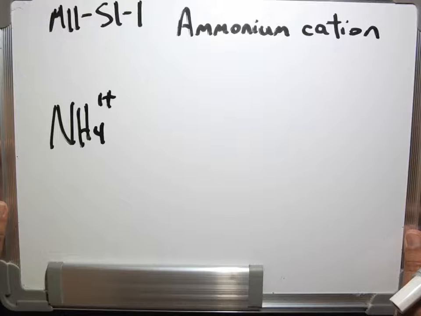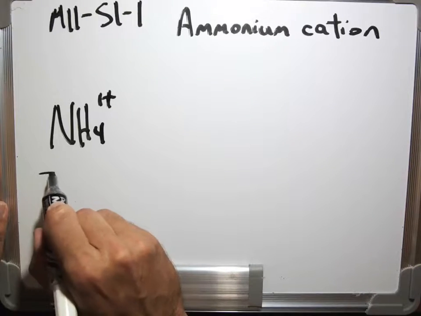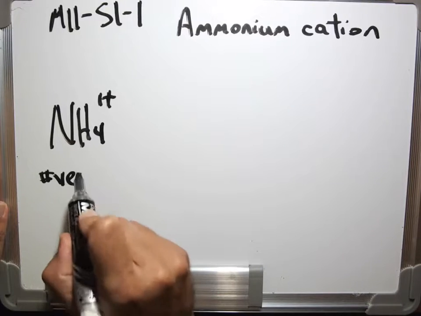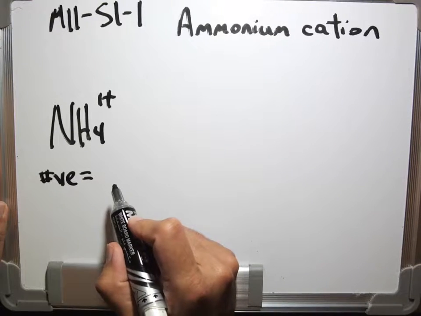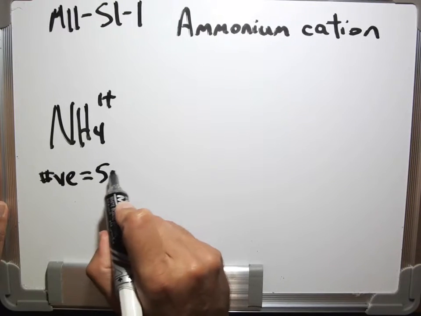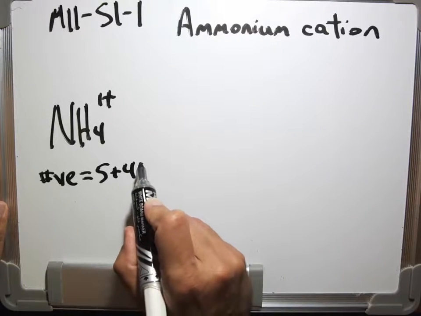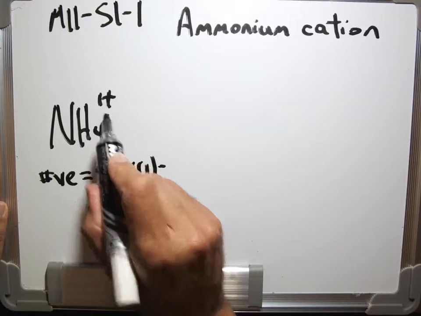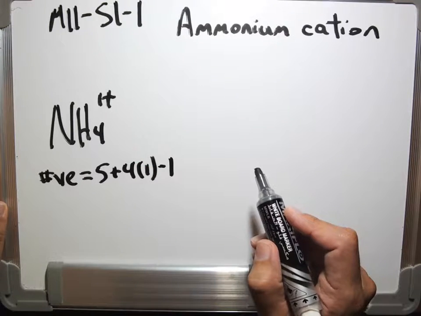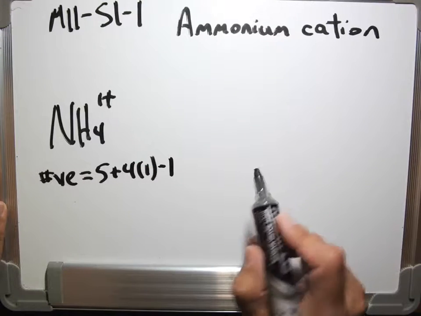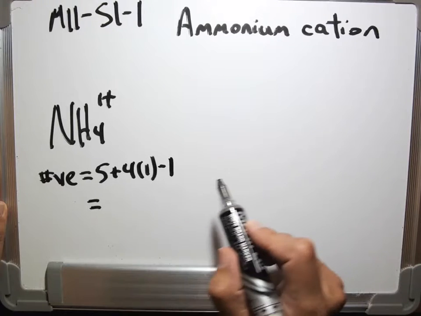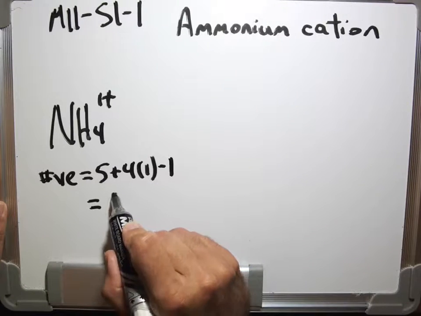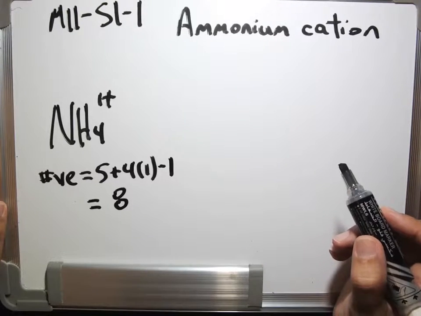Let's ratchet through our 5-step algorithm, beginning with finding the number of valence electrons. So our number of valence electrons, we've got nitrogen that is in group 5, 4 hydrogens each in group 1. We need to subtract 1 to impart that positive 1 charge to the overall molecular ion. We have 9 minus 1, a total of 8 valence electrons.